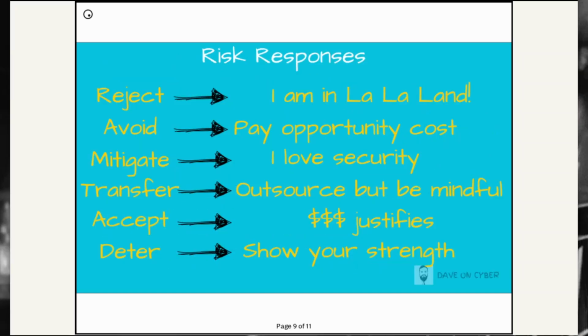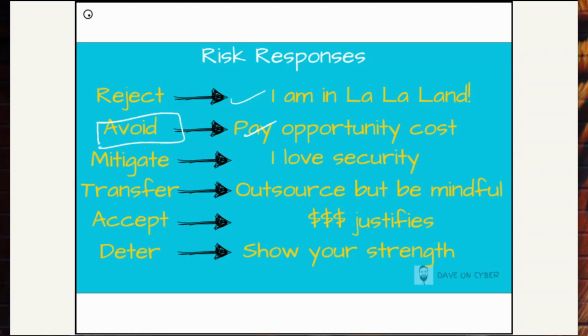So the last one is a brief summary of each response type. Reject means you are simply living in la la land. Simple as that. You can avoid the risk, but always remember you are going to pay an opportunity cost. This is my favorite. When you try to mitigate, that means you love security. You can transfer the risk, but always be mindful, because it comes with a different kind of newly introduced risk.